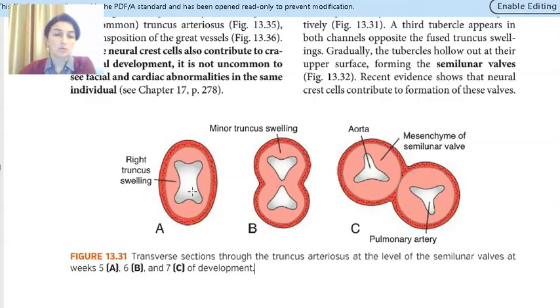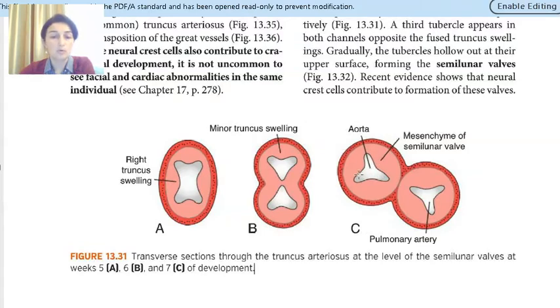Here we also have almost the same mechanism as in the atrioventricular valves. Here we also have cushions. These are conotruncal cushions, right and left. Then we have these minor truncus swellings, and together they will form the walls of these large vessels.